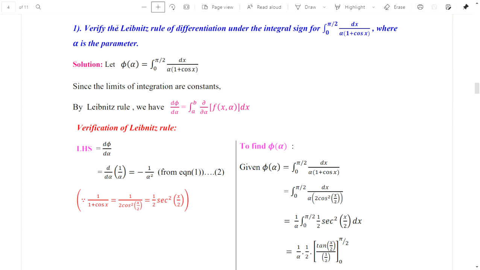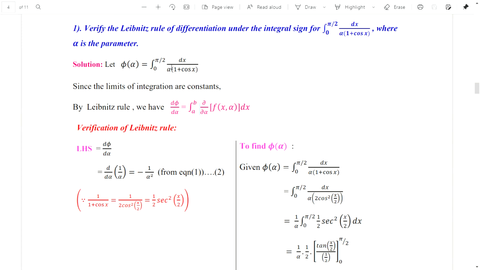Now, the problem is given as verify Leibniz rule. So, this is the Leibniz rule. We have to verify that. That means we have to prove that LHS is equal to RHS. So, for that sake, first let us find what the LHS value is. LHS is nothing but d phi by d alpha. That is equal to d by d alpha of phi.